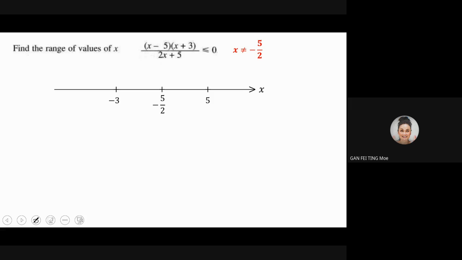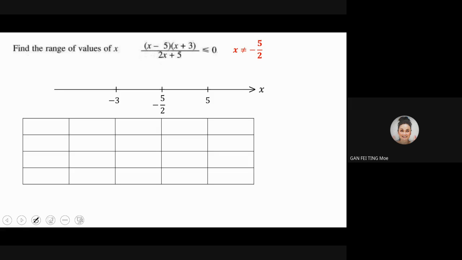Okay, the number line comes in sequence. The numbers are in ascending order, getting bigger from left to right. Okay, fine. So now my technique comes in. Once you have this, what do you do? You draw a grid line.